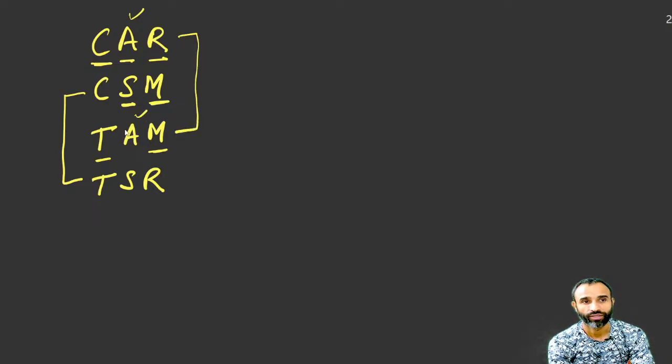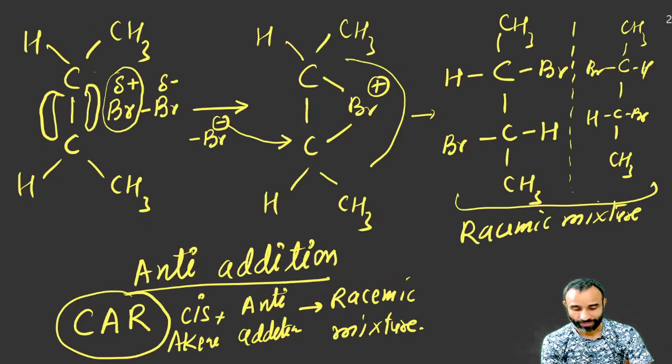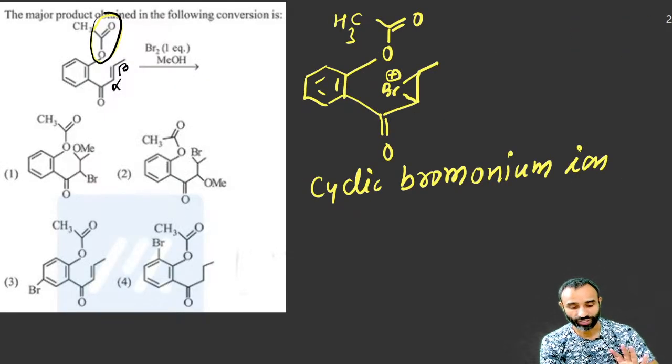Okay, cis to trans, syn, so meso becomes racemic. Anyhow, in this case, stereochemistry is not asked. Simple, after formation of this cyclic bromonium ion, we have methanol and Br negative.